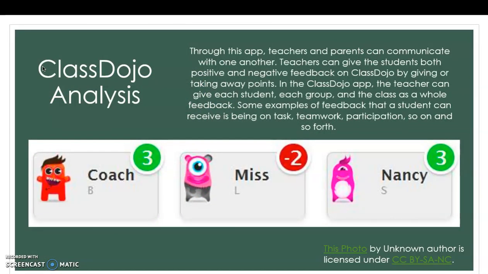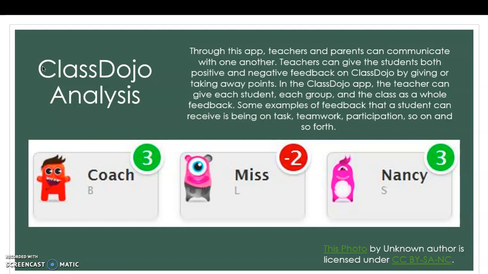Through this app, teachers and parents can communicate with one another. Teachers can give the students both positive and negative feedback on Class Dojo by giving or taking away points. In the Class Dojo app, the teacher can give each student, each group, and the class as a whole feedback. Some examples of feedback that a student can receive is being on task, teamwork, participation, and so on.